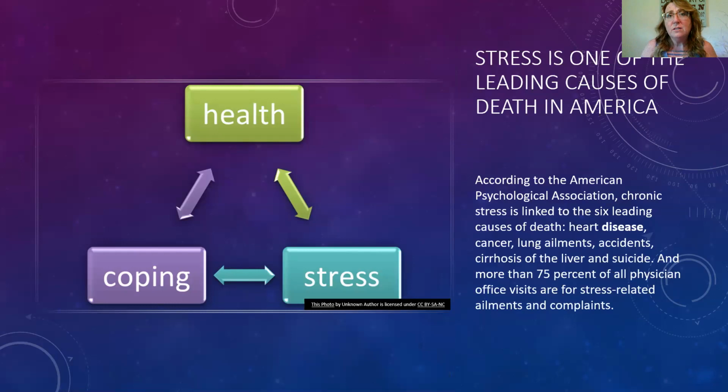I thought it was really interesting to note that according to the American Psychological Association, chronic stress is linked to six leading causes of death in human beings: heart disease, cancer, lung ailments, accidents, cirrhosis of the liver, and suicide. More than 75% of all physicians' office visits are for stress-related complaints, illnesses, and ailments. It's more than 75%, which is something that we can reverse and ultimately reverse the long-term impact to our health and well-being.